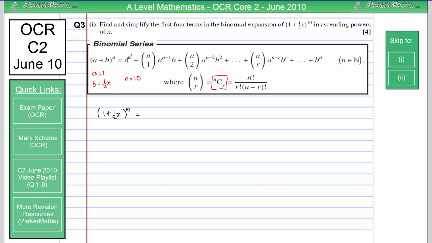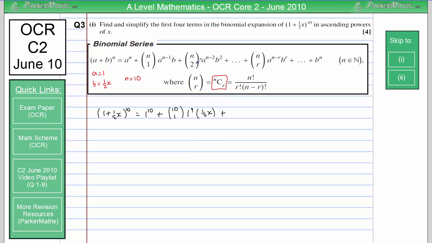For the first term, we've got a to the power of n. So that's going to be 1 to the power of 10. For our second term here, we've got n, 1 in this bracket. That means n choose 1. And in this case, our n is 10. So we're going to do 10 choose 1, multiplied by a to the power of n minus 1. So that's 1 to the power of 9. And we're going to multiply that by b in this case, which is ½x.